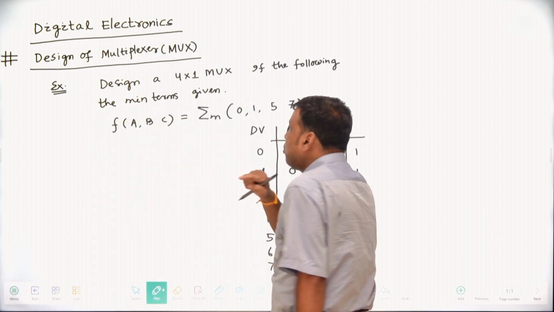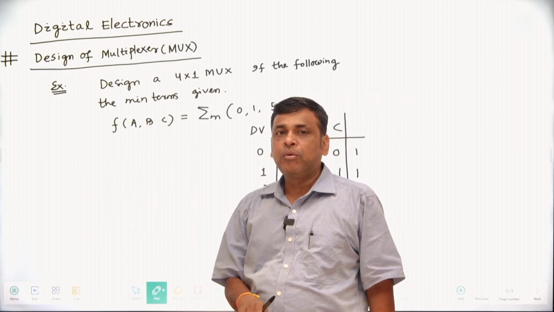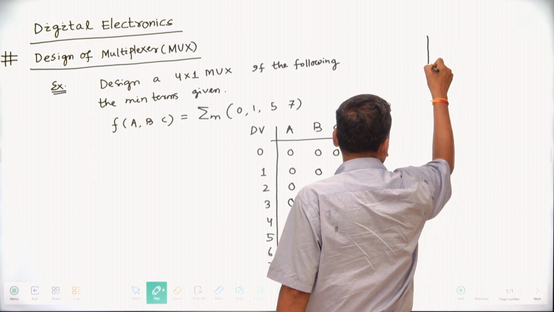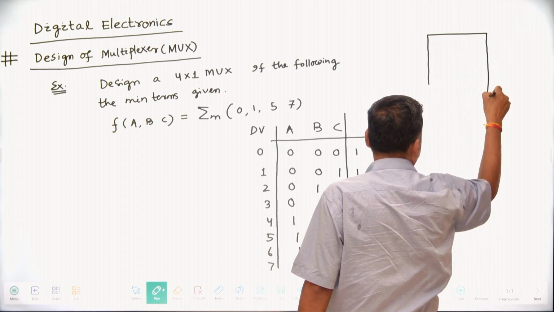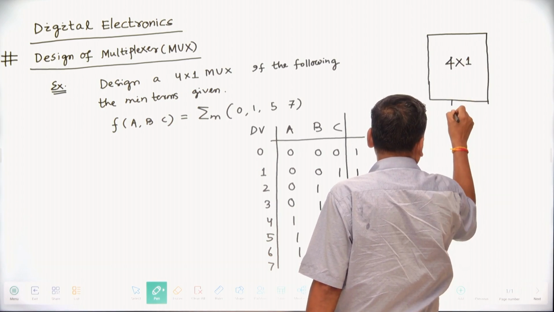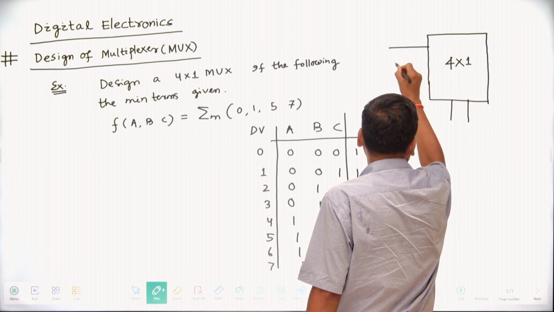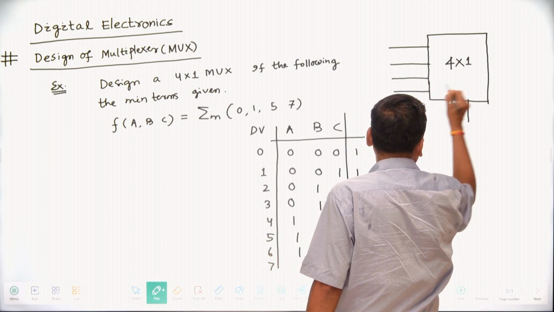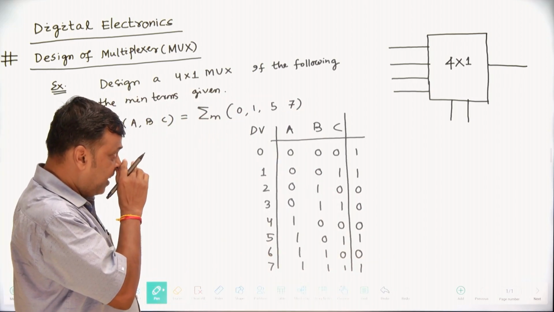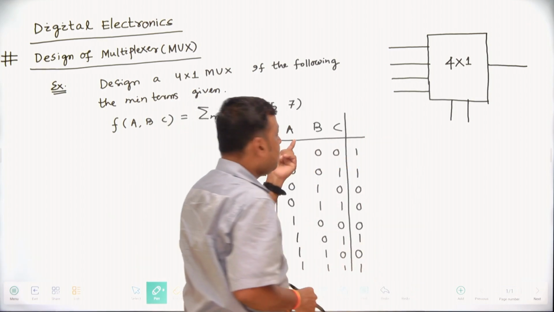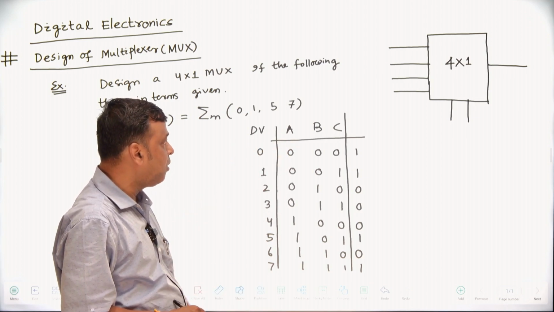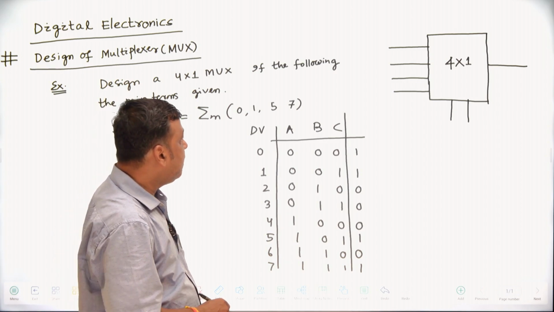Then the question does not mention which of the 3 variables is taken as the input to the MUX. Since we have to design a 4:1 MUX, in a 4:1 MUX there will be 4 input lines, one output line and two selector lines. Out of these three variables, we have to select two variables as selector lines and one variable as the input to the MUX.